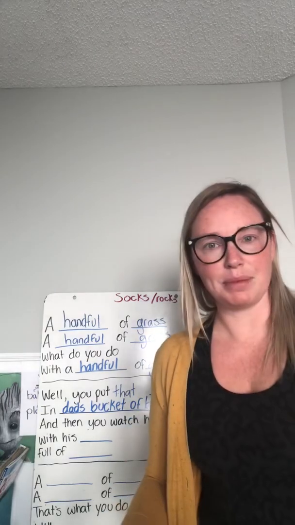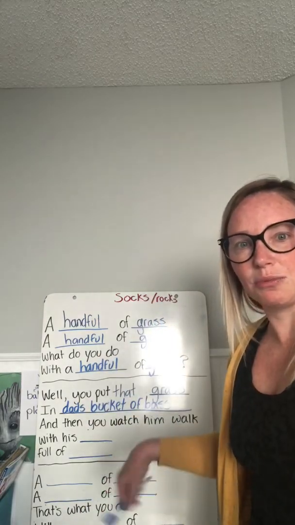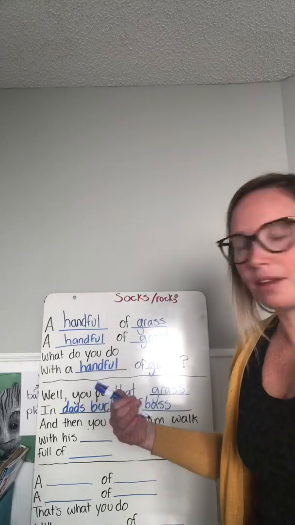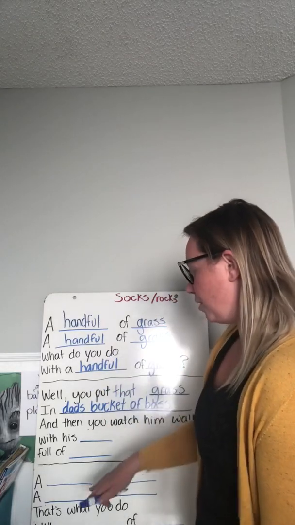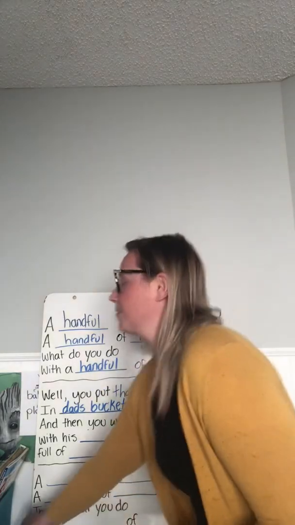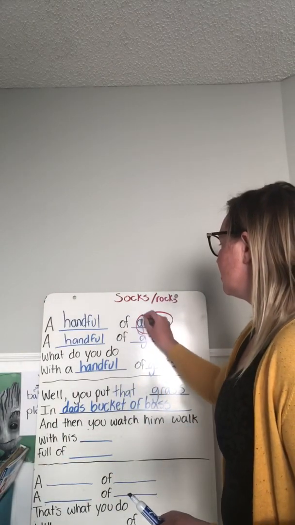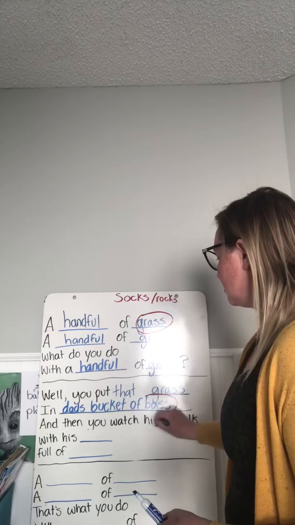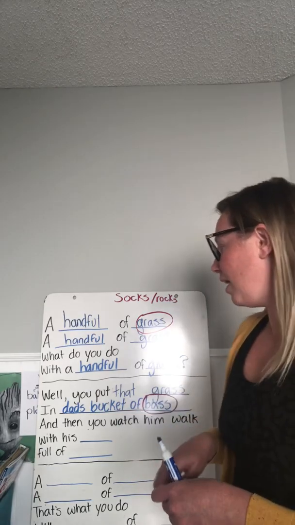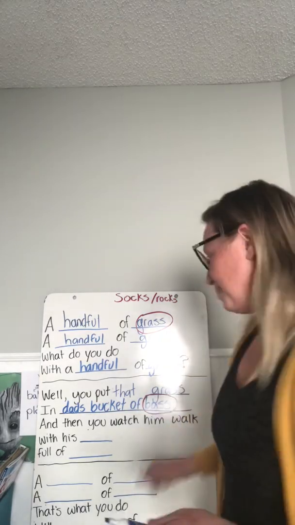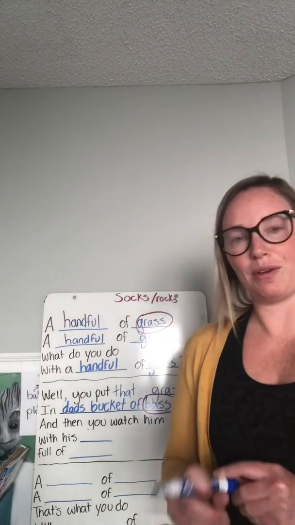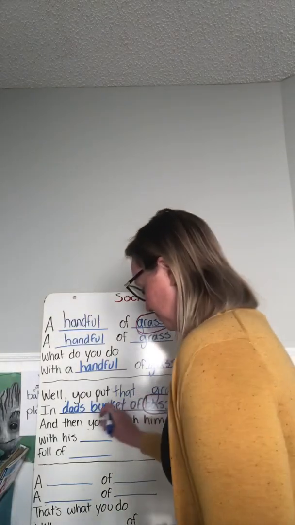And you can see repetition happening here as well. Pocketful, pocketful, pocketful. What do you do with? What do you do with? Okay, let's circle our rhyming words now. We have grass and bass. Well, you put that grass in Dad's bucket of bass and then you watch him walk with his bucket of bass.